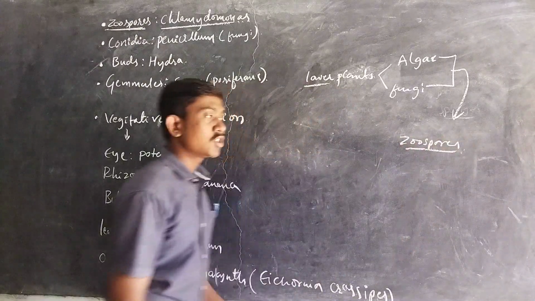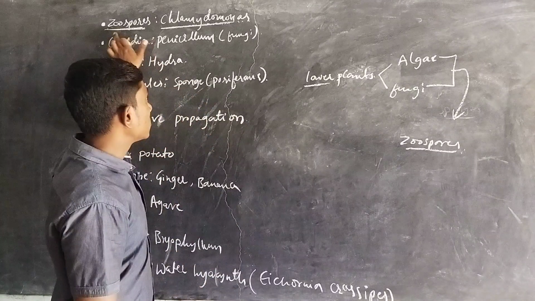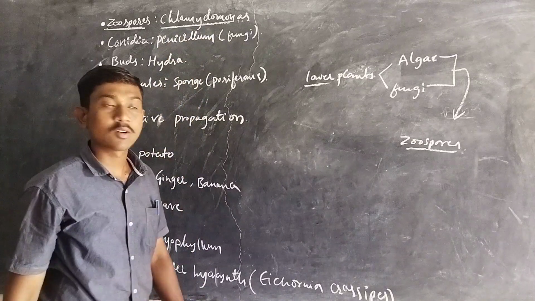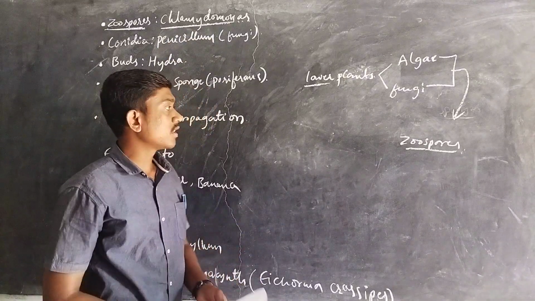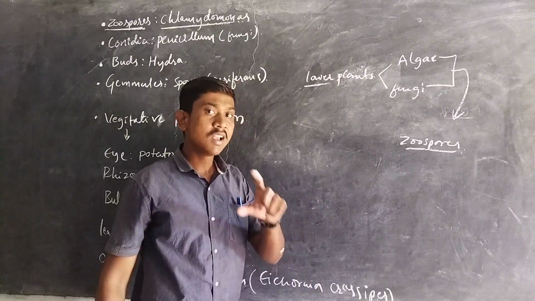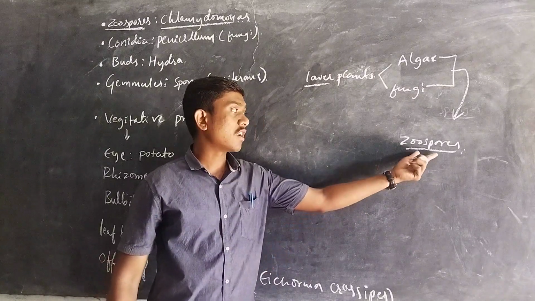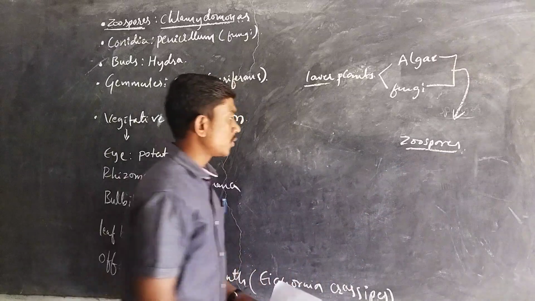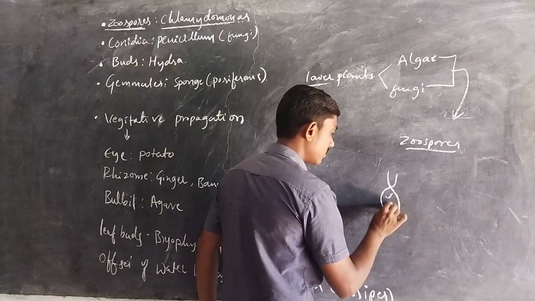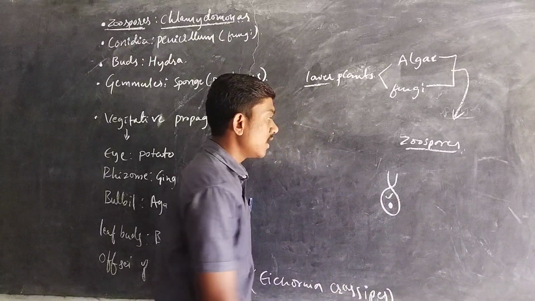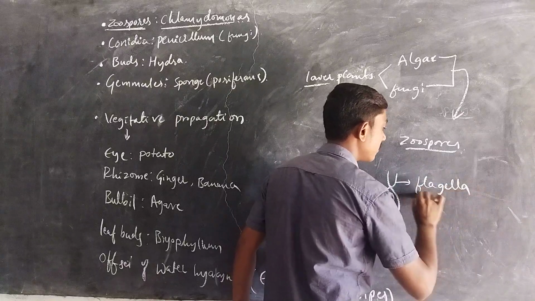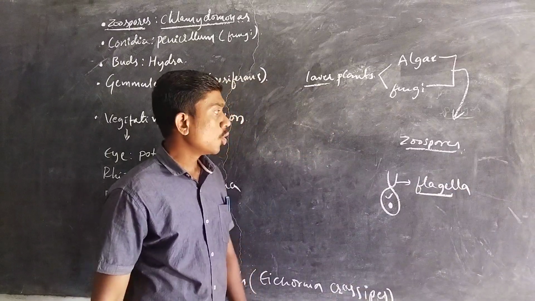What is the meaning of these zoospores? Most zoospores are exhibited by Chlamydomonas, which is mentioned in your book. Chlamydomonas exhibits its asexual mode of reproduction by special structural units called zoospores. Zoospores are structural units with a structure like this. They have flagella. The flagella is a special structure which helps in locomotion.